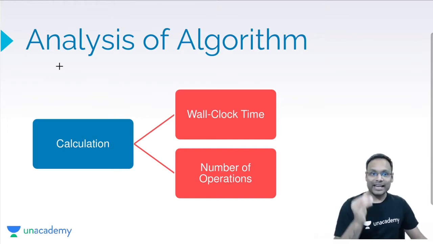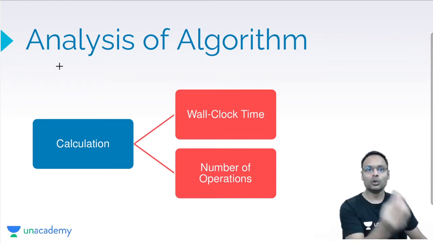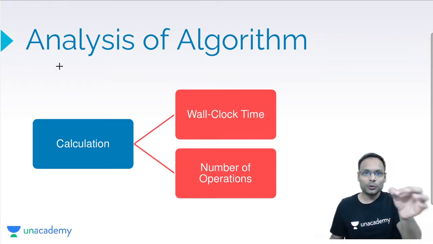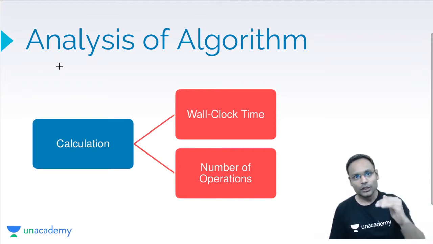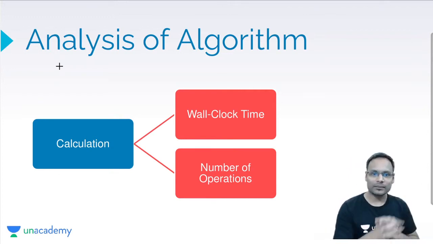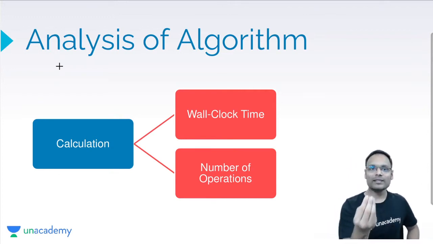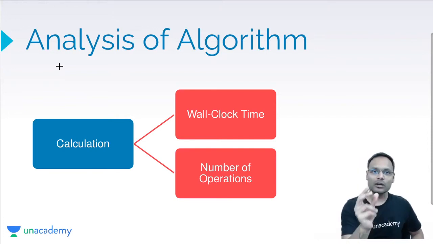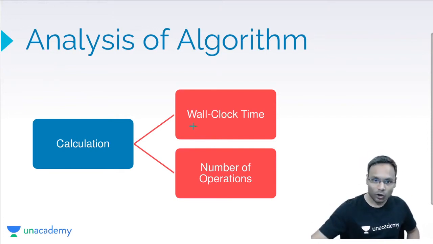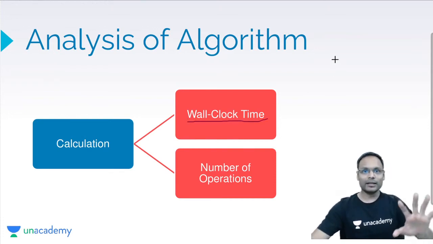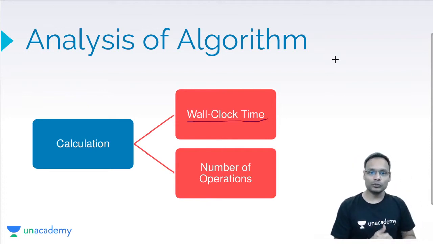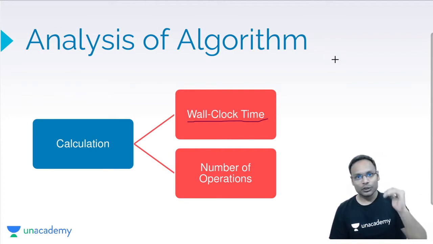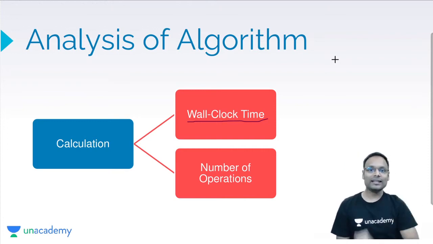If you want to calculate how much time an algorithm takes to run, one option is you implement that algorithm in some programming language. After that, you run it on a particular system and check how much time it is taking, some nanoseconds or microseconds or milliseconds or something. That is wall clock time. You measured it, fine. Now to solve the same problem, you implement the second algorithm also in some programming language. After that, you run it on a system and then get the time.